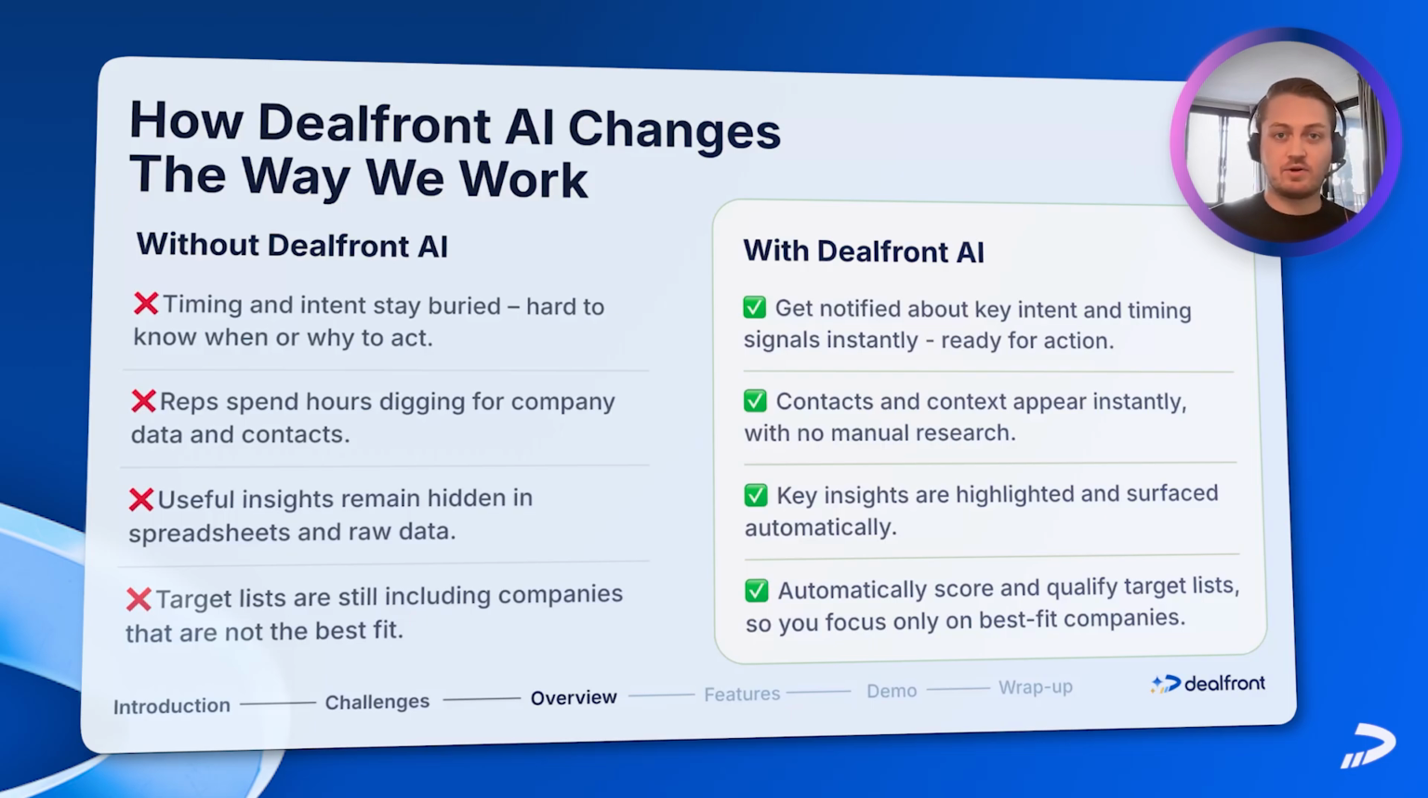With Dealfront AI, you can actually get notified about the intent and the timing signals right away, so instantly. And then you can act on those signals with the right contacts already as well, the ones you should focus on. And then you will also have the right insights for those companies, so you know how to tailor your message based on this intent signal to the right contact, and then of course automatically score all of this so you can constantly do this over and over again and you only focus on the right fit companies.